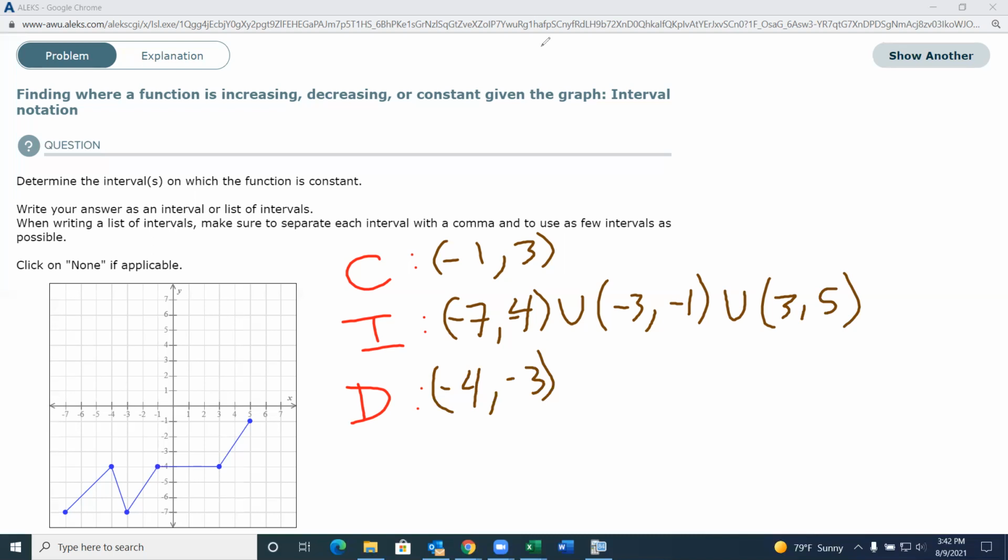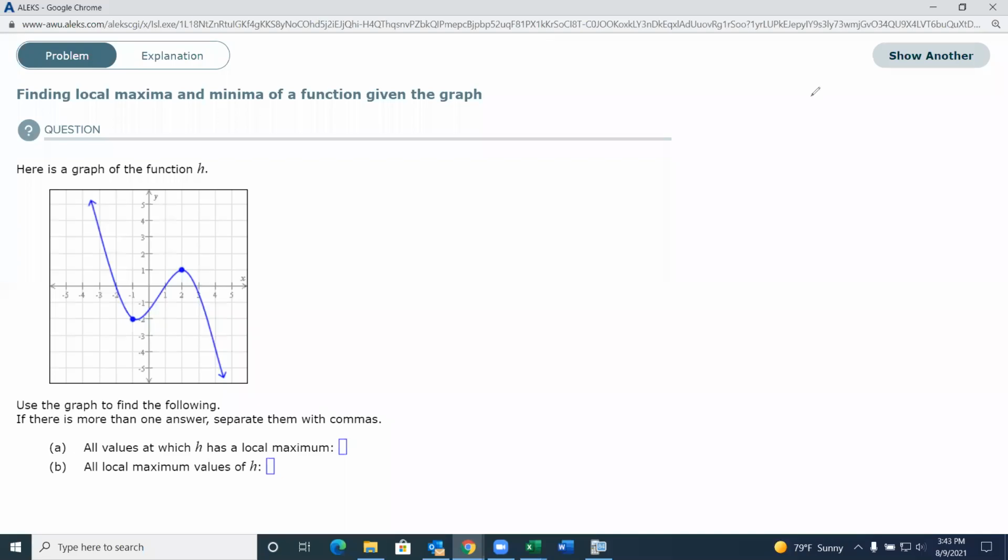All right, so here's a graph of a function. What a surprise. Okay, use the graph to find the following. All values at which h has a local maximum. All right, well, that's a local minimum right there. That's the lowest point in its own little neighborhood.